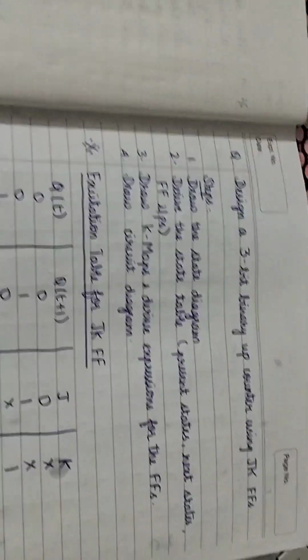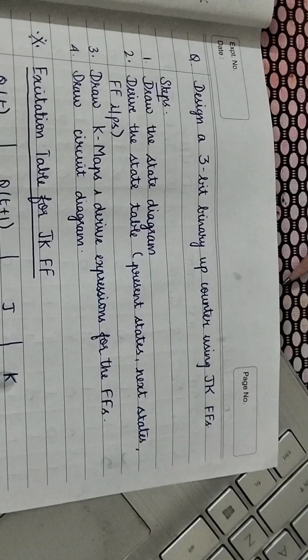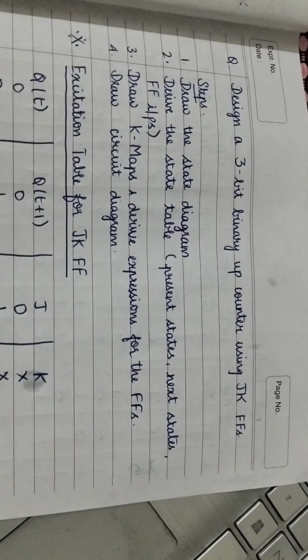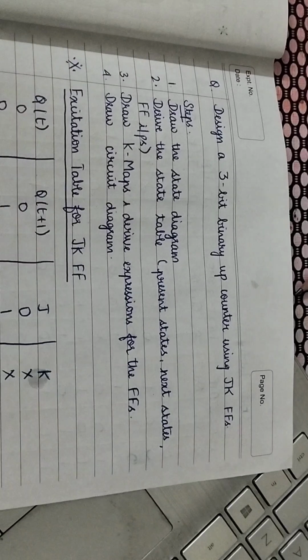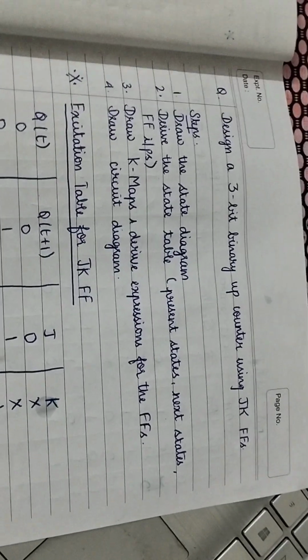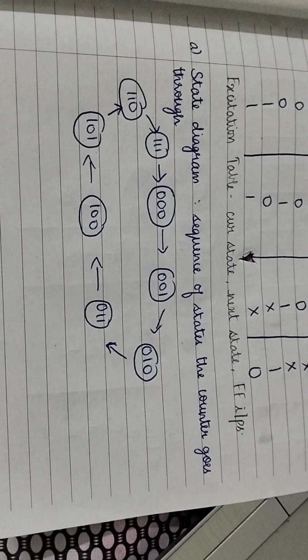So let's take a step back and look at what we were doing. We wanted to design a 3-bit binary up counter using JK flip-flop. So we will have 3 JK flip-flops. For each of those, we need to find out the J and K inputs. That is our objective. So the first step was to draw the state diagram, which is the sequence of states we follow. We did that.